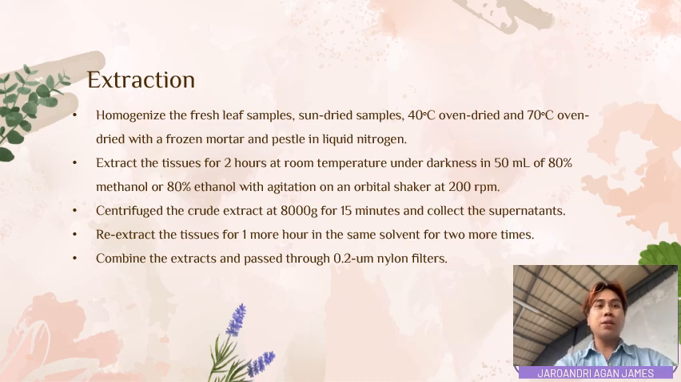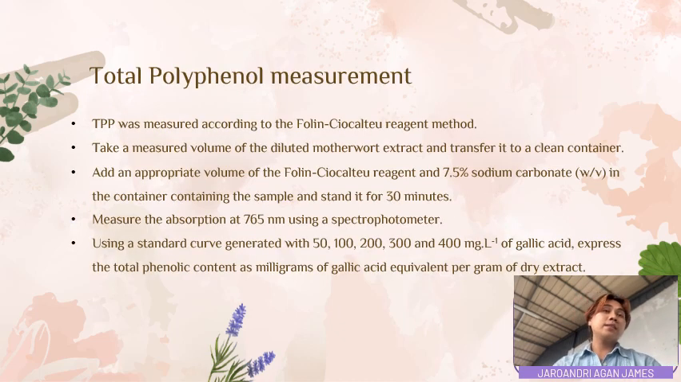Centrifuge the crude extract at 8,000 g for 15 minutes and collect the supernatants. Re-extract the tissue for 1 more hour in the same solvent 2 more times. Then combine the extracts and pass through a 0.2 nylon filter. Next is to calculate the total polyphenol measurement. TPP was measured according to the Folin-Ciocalteu reagent method.